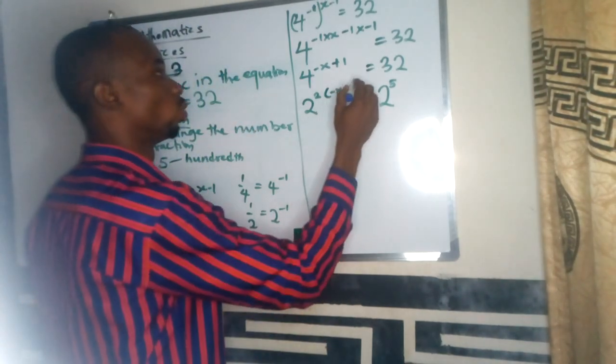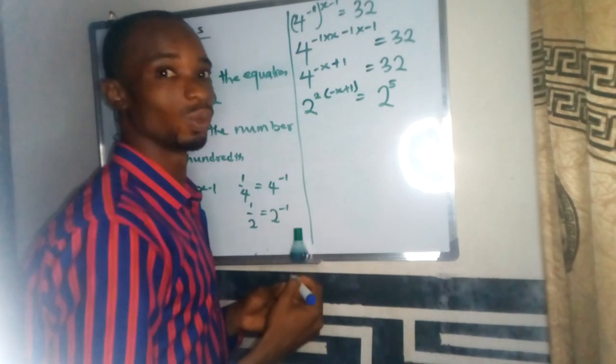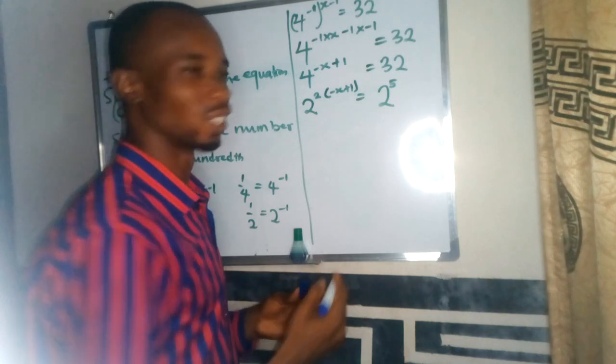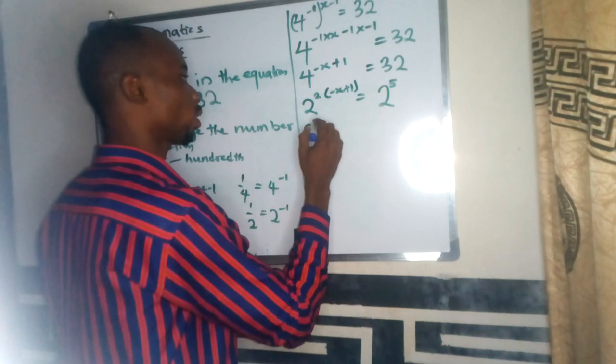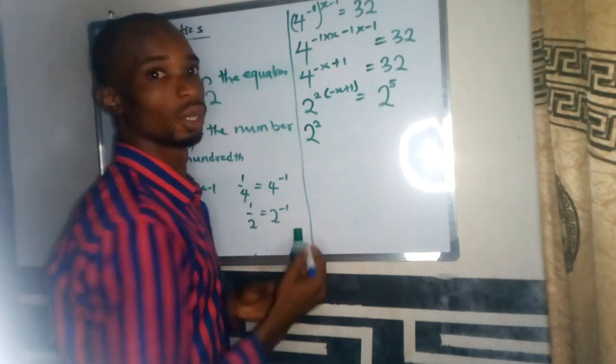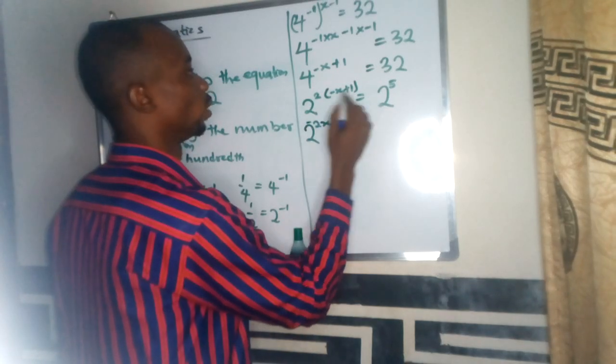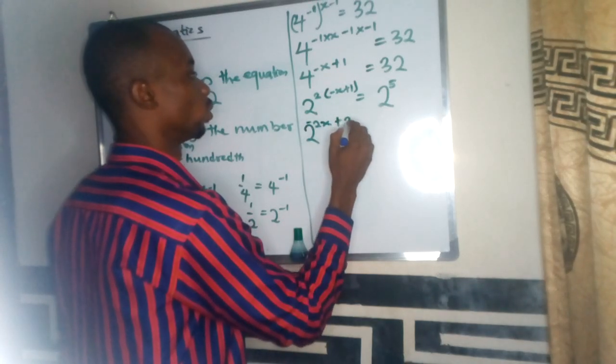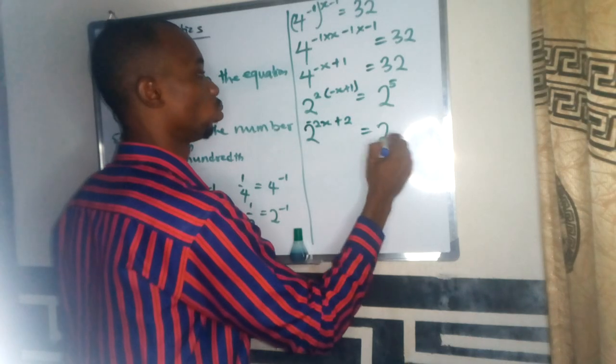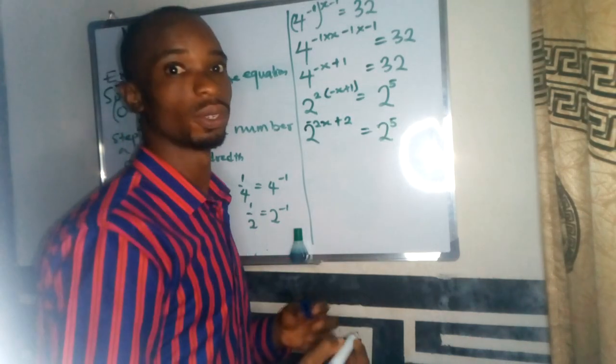So now you use these 2 to multiply the 2 numbers in the bracket. So you have 2 times minus x, we have minus 2x, and 2 times 1 will give us 2, is equal to 2 raised to the power of 5.